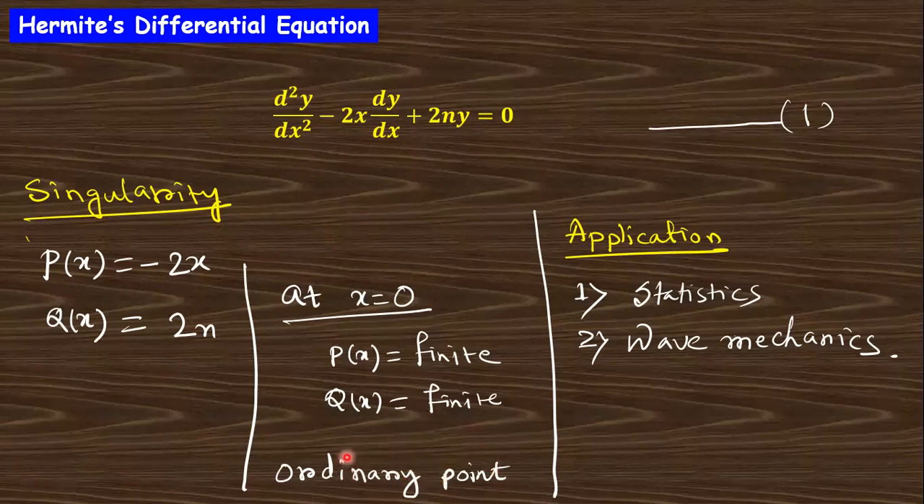So for an ordinary point and for a regular singular point, we can solve the differential equation by the Frobenius method. So the Hermite differential equation we can also solve by the Frobenius method. The Hermite differential equation has many applications, mainly in wave mechanics and statistics.